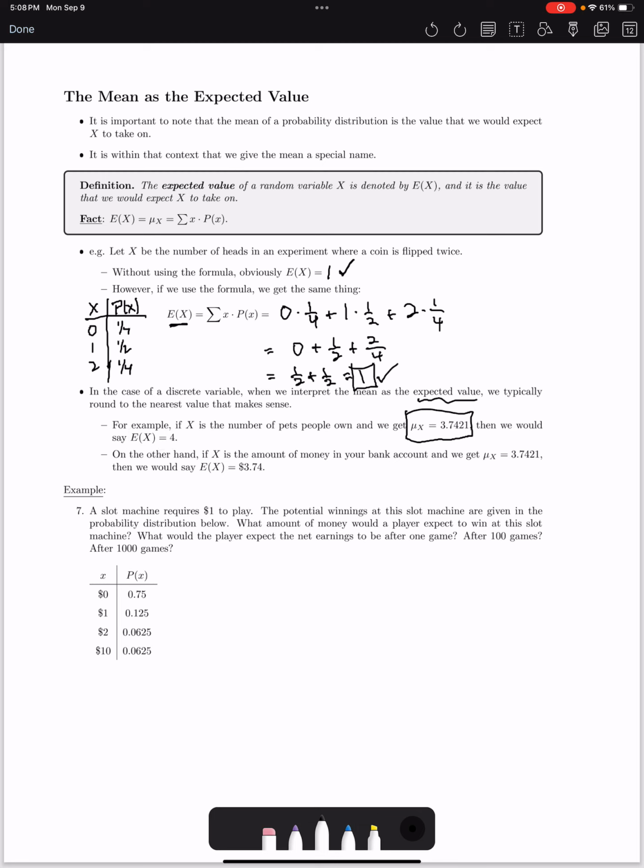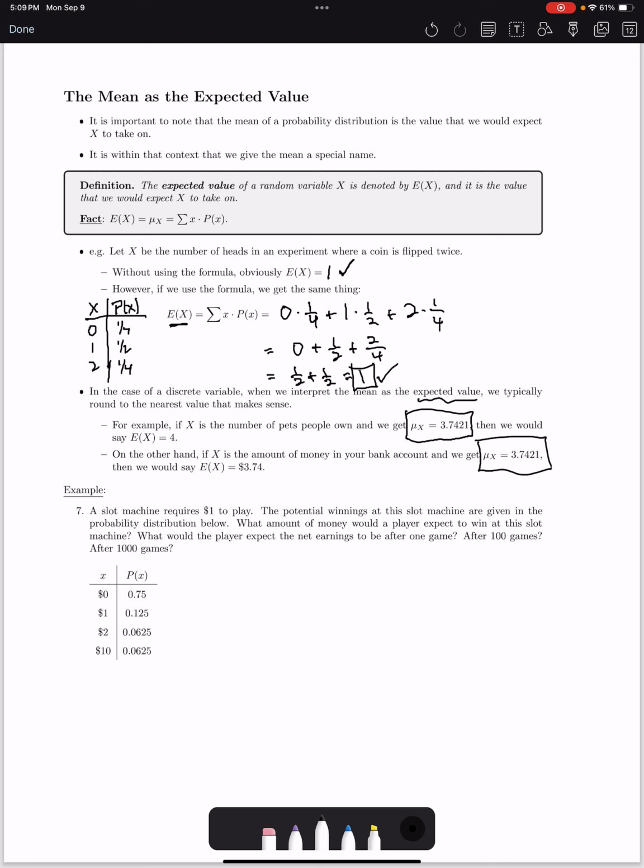Now, on the other hand, if we were talking about money in your bank account, and again we got something like the mean is 3.7421, here it doesn't make sense to talk about these digits because our money has to be rounded to the nearest penny. But you also wouldn't say that you expect $4 to be there, because what you would really expect is for $3.74 to be there. I hope you have more money than that in your bank account, but then again, I remember what it was like to be a student. So some of you probably would consider yourselves lucky to have $3.74 in your bank account.